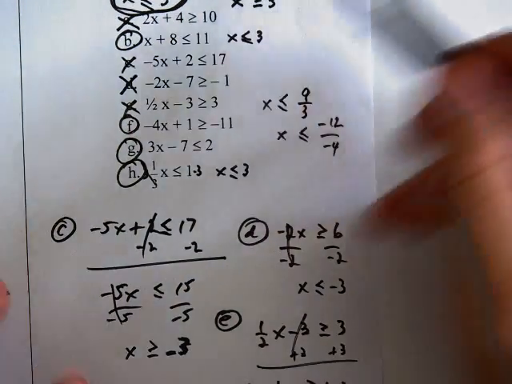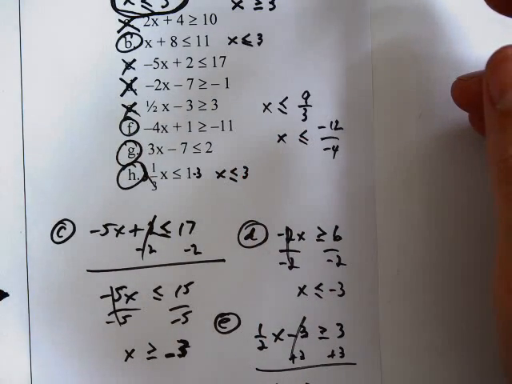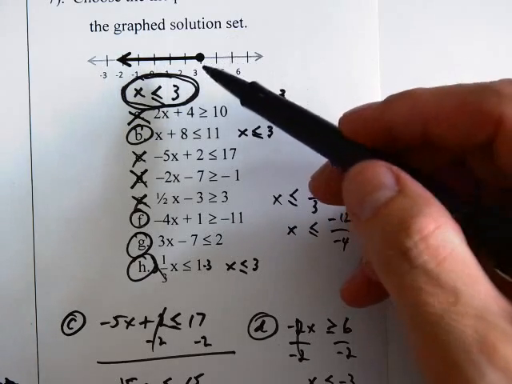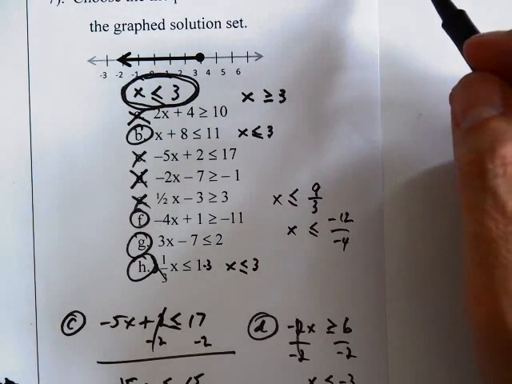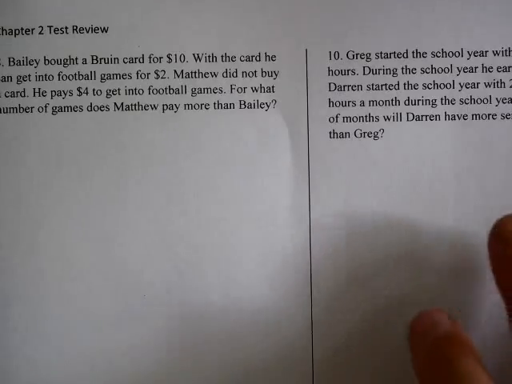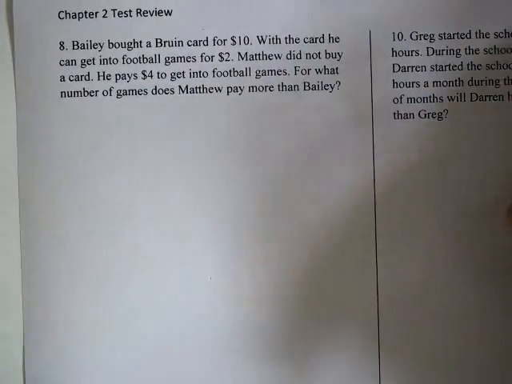Boom. So B, F, G, and H are properly graphed by this picture here. Wow, that's one of those questions that we don't like because it really is like 7 questions in one. But you know what? You got to do what you got to do.